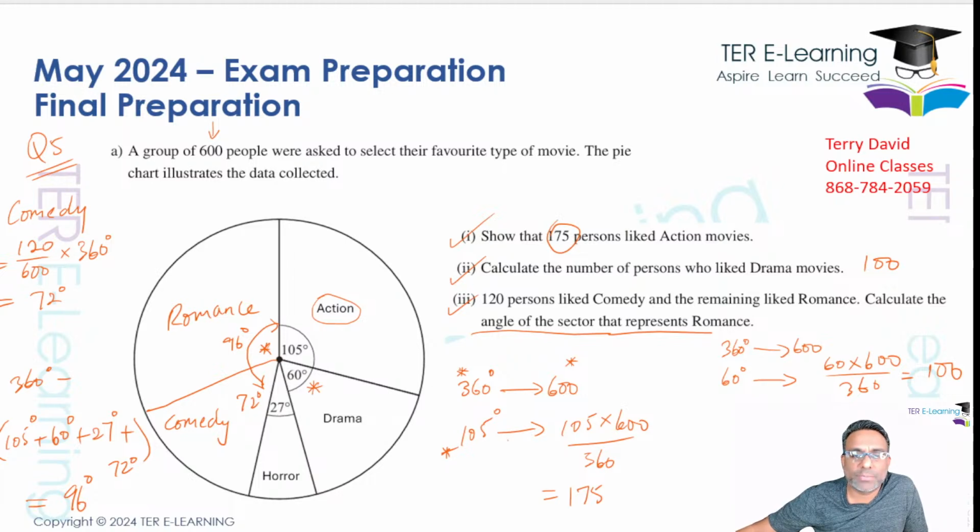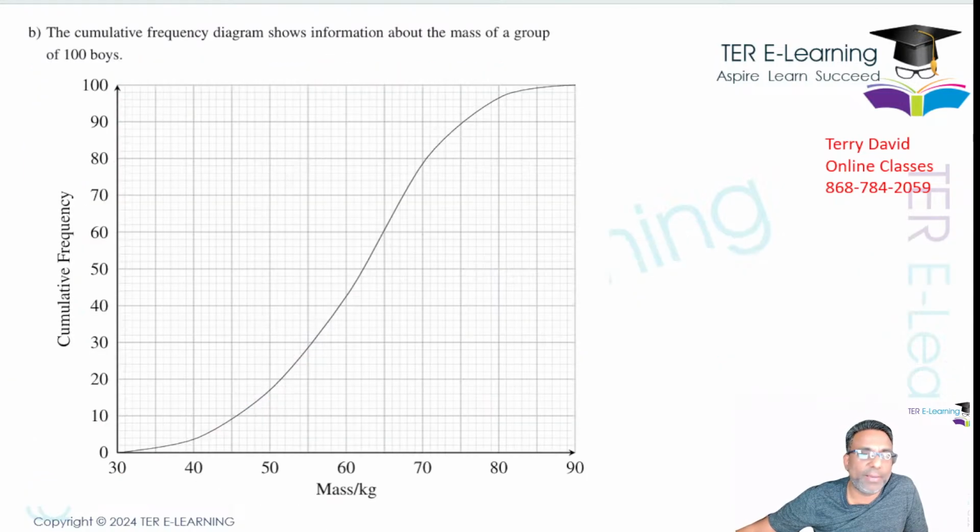All right, so let's move on. That's question 5 here, but we're not finished as yet. Part B is based on a cumulative frequency diagram, and it shows the mass of a group of 100 boys. So we have cumulative frequency and we have mass in kilograms.